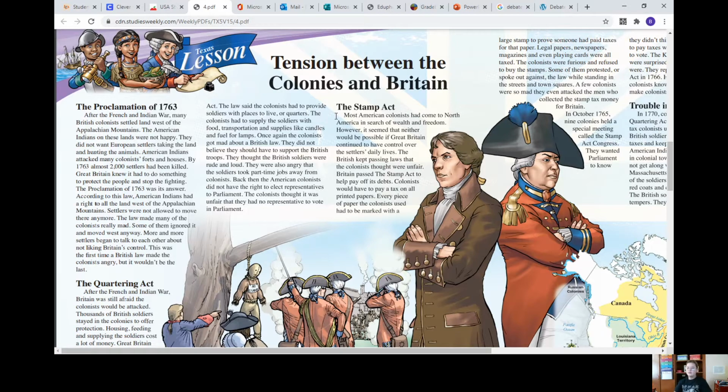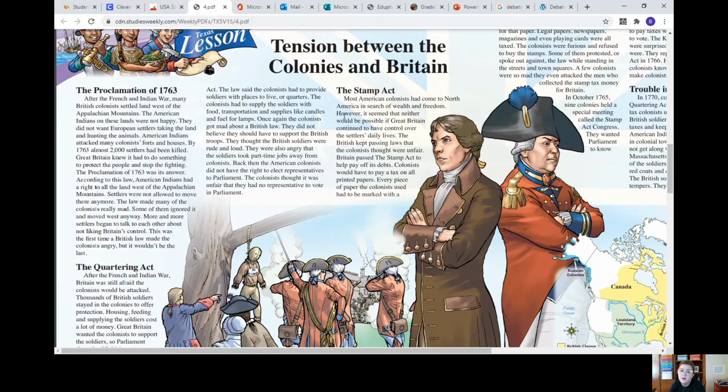Okay. So they didn't feel that they should have to support the British troops. Now, they thought that the British soldiers were very rude and loud, and they were also angry that the soldiers took part-time jobs away from the colonists that actually lived there. So back then, the American colonists did not have the right to elect representatives to Parliament. So keep that in mind. So they couldn't do anything about it. They didn't have any right or way to be able to get somebody into Parliament.